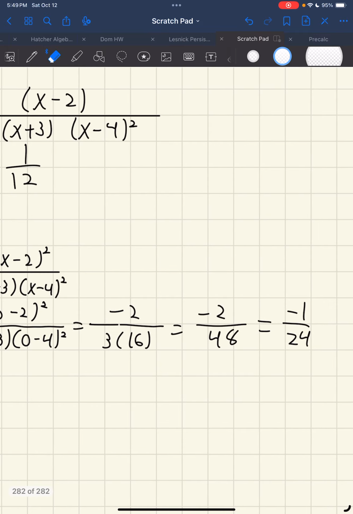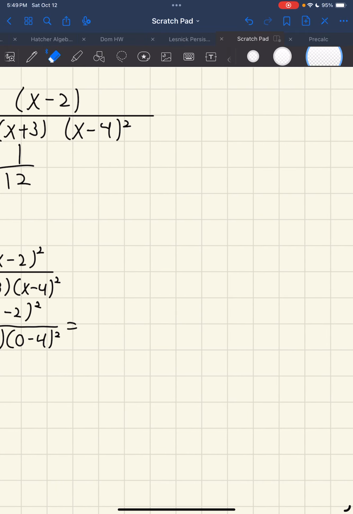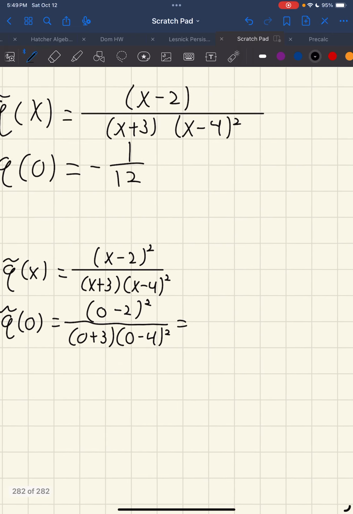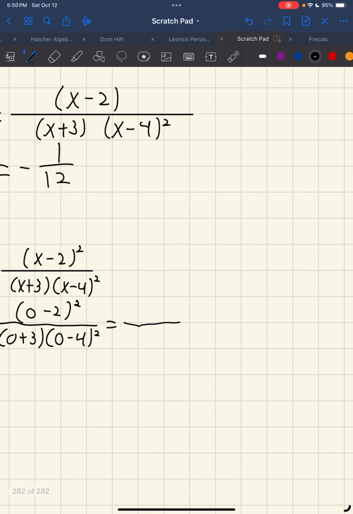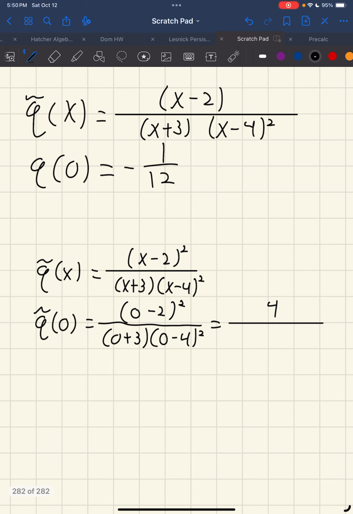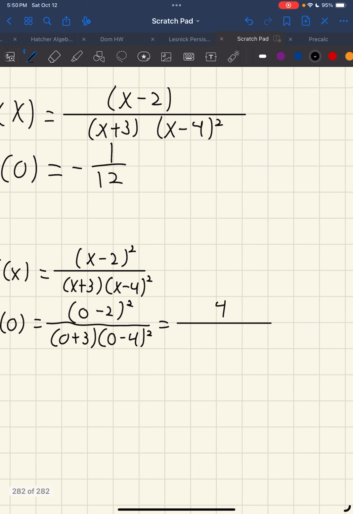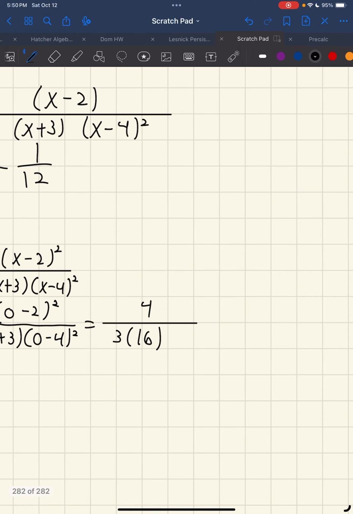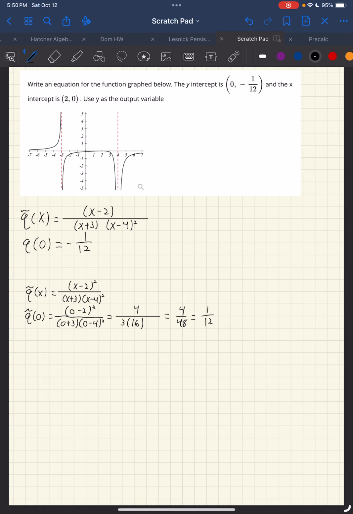So that's our new q of x, q tilde of x rather. Now let's try plugging 0 into this. Well, upstairs, what we'll get is negative 2 squared, 4. Ooh, no, dang it, this still isn't right, because we're going to get positive 1/12. But there's a way I can fix this. Don't worry. So this will be close, but no cigar still. 3 times negative 4 squared will be 16, which will be 4 over 48, or 1/12. Very close. Let's actually plug this guy in.